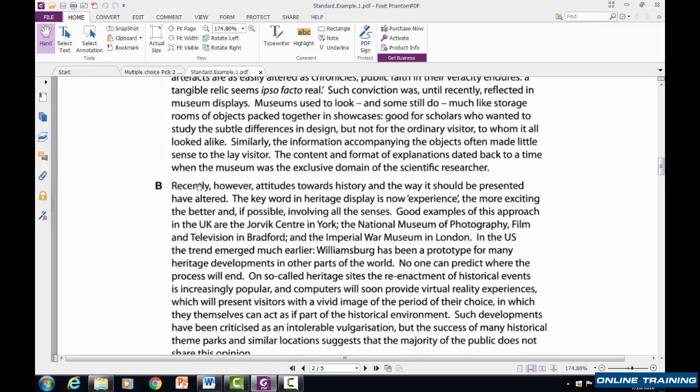Yeah, these are keyword sentences right here. Recently, however, attitudes towards history and the way it should be presented have altered. The keyword in heritage display is now experience. The more exciting, the better, and if possible, involving all the senses.